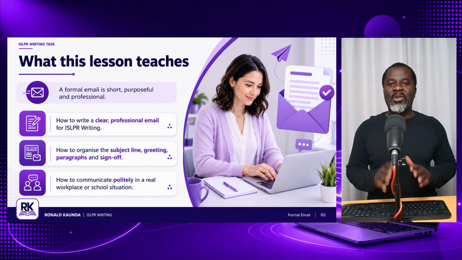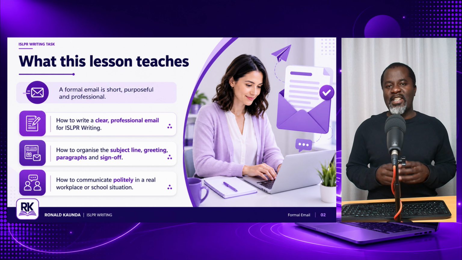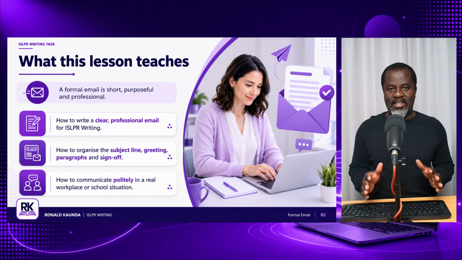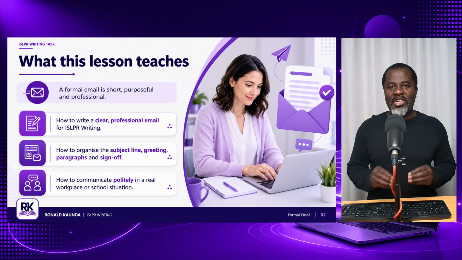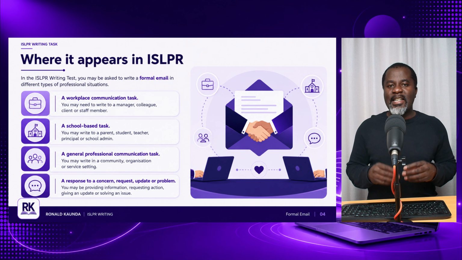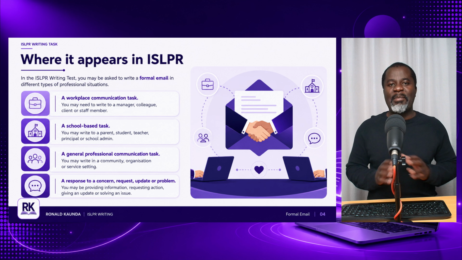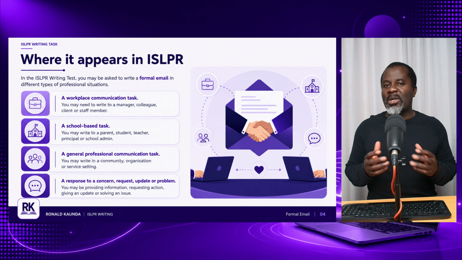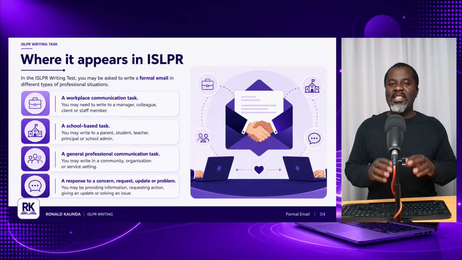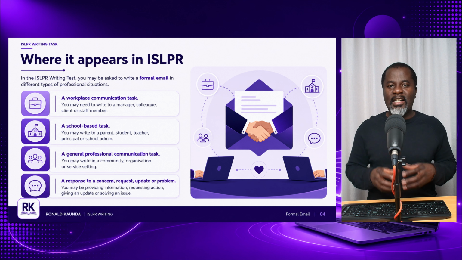In today's lesson, we are going to learn how to write a clear, professional, and well-organized formal email for an ISLPR style writing test. A formal email is a professional message sent to someone in an official or workplace role. In an ISLPR style task, you may need to write a formal email to a parent, teacher, principal, manager, colleague, registration officer, supervisor, or even a community organization. The aim is not to use complicated English. The aim is to communicate clearly, politely, and appropriately for the situation.